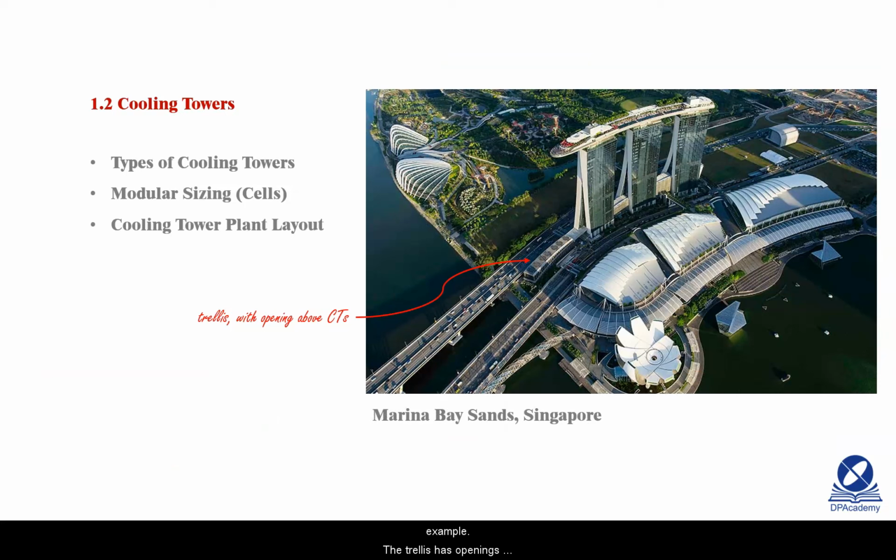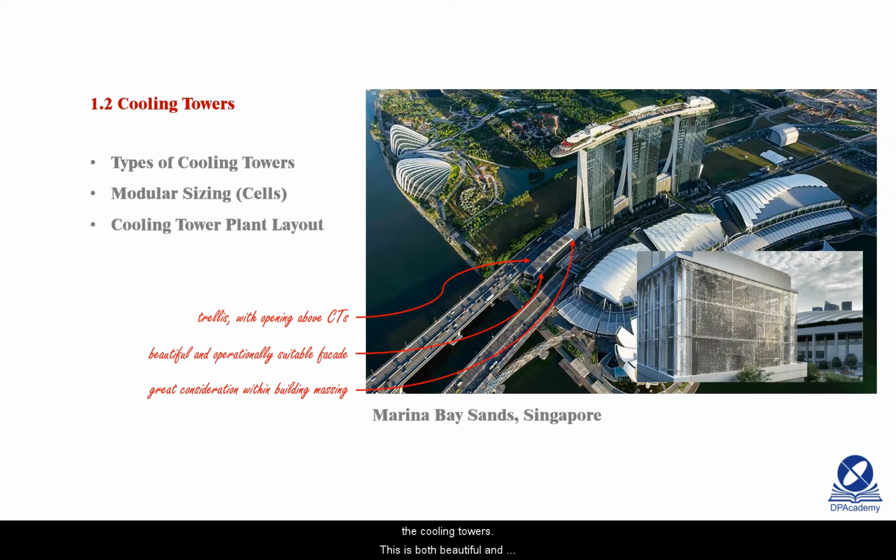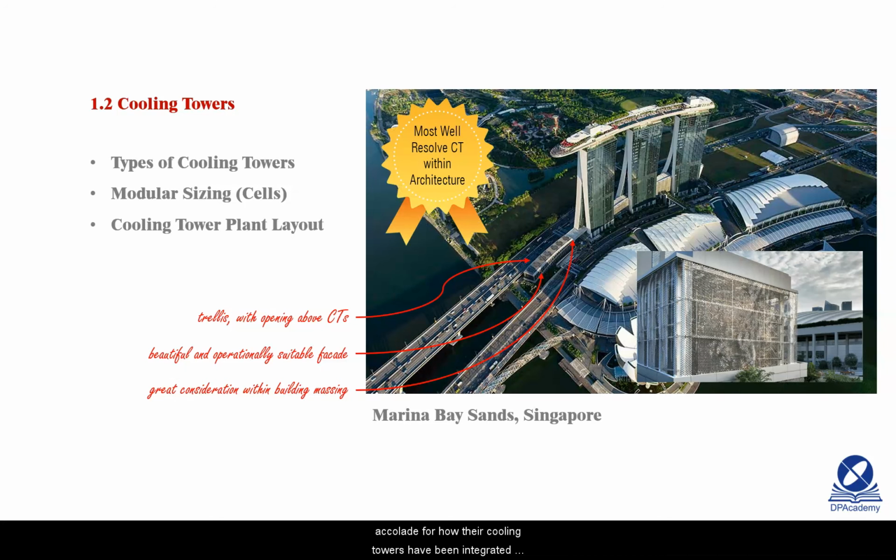Marina Bay Sands is a good example. The trellis has openings above the cooling towers, so we can see them in this image. A kinetic facade wraps around the cooling towers. This is both beautiful and operationally suitable. Great consideration has been given to the placement of the cooling towers, and this ties into the building mass which is going between the towers. I give Marina Bay Sands high accolade for how the cooling towers have been integrated into the architecture.